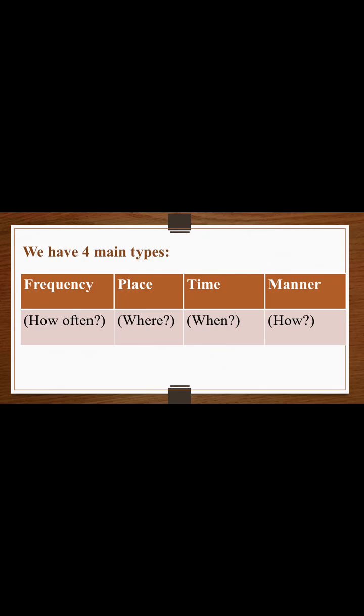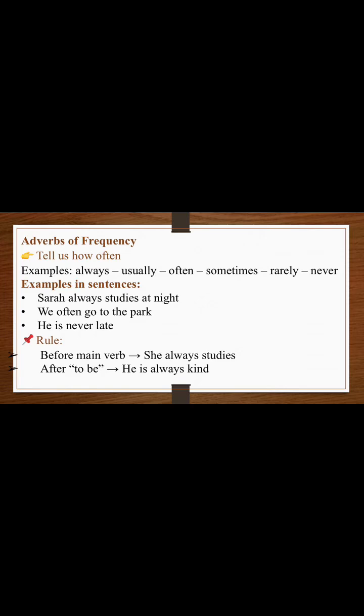We have four main types: frequency, we ask how often; place, where; time, when; and manner, how. Adverbs of frequency tell us how often. For example, always, usually, often, sometimes, rarely, never.